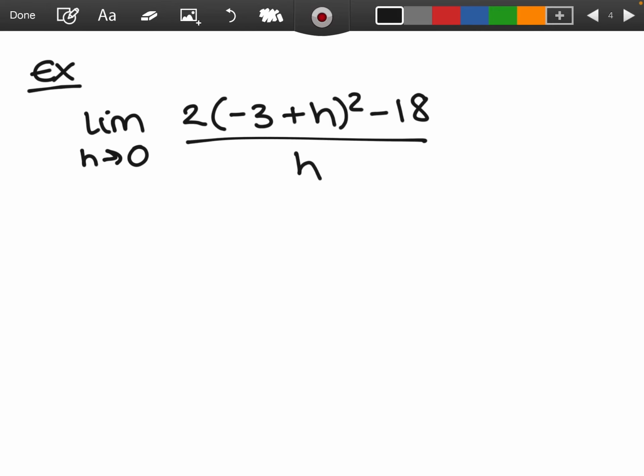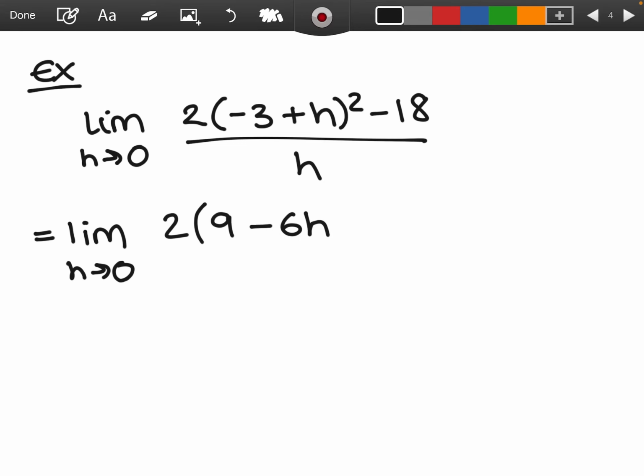Again, if I plug in h equal to 0, I'm going to get 2 multiplied by 9, which is 18, minus 18, so I end up with 0 on the numerator and 0 on the denominator. So I know that I can't just plug in h equal to 0. Let's see if I can simplify this function in some way. So I'm looking at the limit as h approaches 0. I'm going to multiply this out and then see what happens.